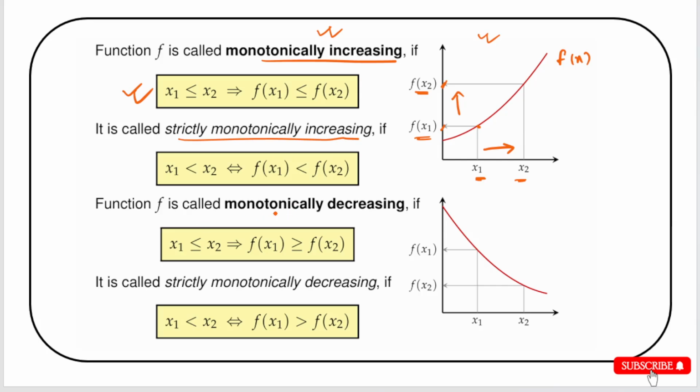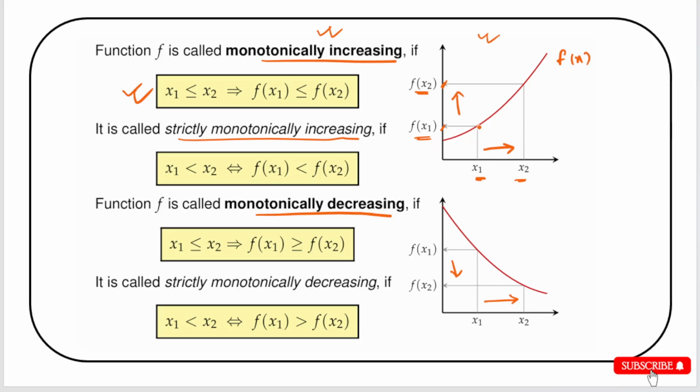Similarly, you have monotonically decreasing function where the opposite is true, that if x1 is less than equals to x2, f(x1) will be greater than equals to f(x2). So your domain value increases but your functional value goes down. That is what is the monotonically decreasing function.